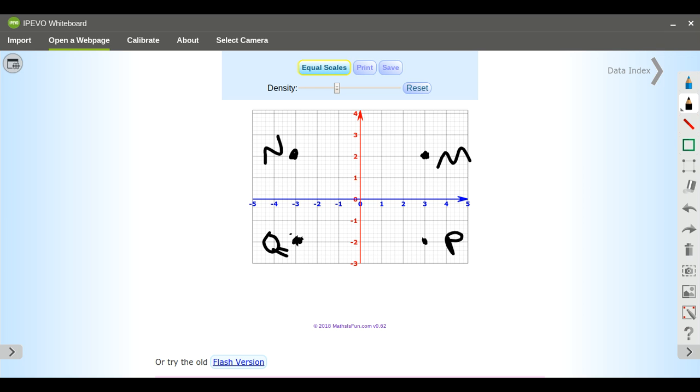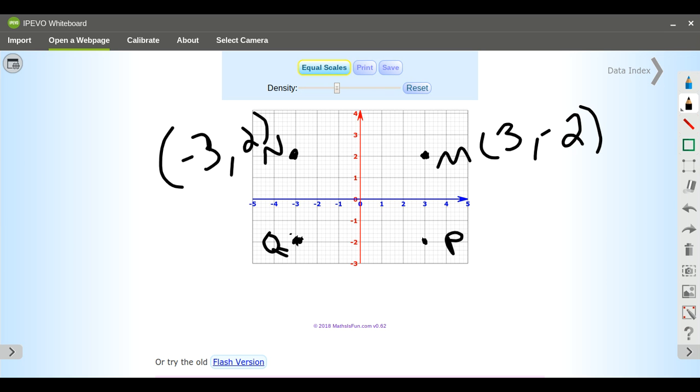So if I look at point M, it is going to be 3, -2. So I'm going to go ahead and mark that 3, -2. I'm going to just work my quadrants. I'm going to come over to N. N is going to be -3, 2. So I have -3, 2. That's a very good 3. Q is going to be, start on my origin, -3, -2. And then point P, start at the origin, is going to be 3, -2.